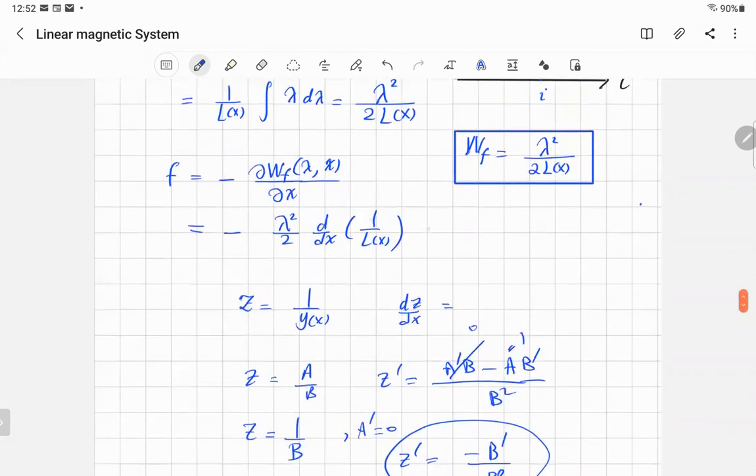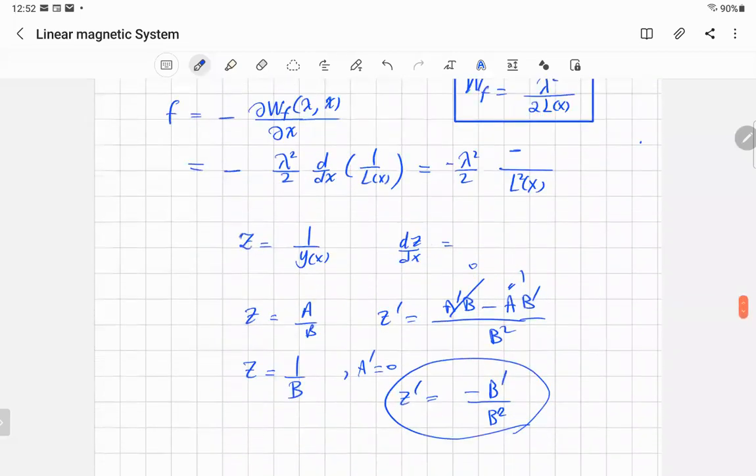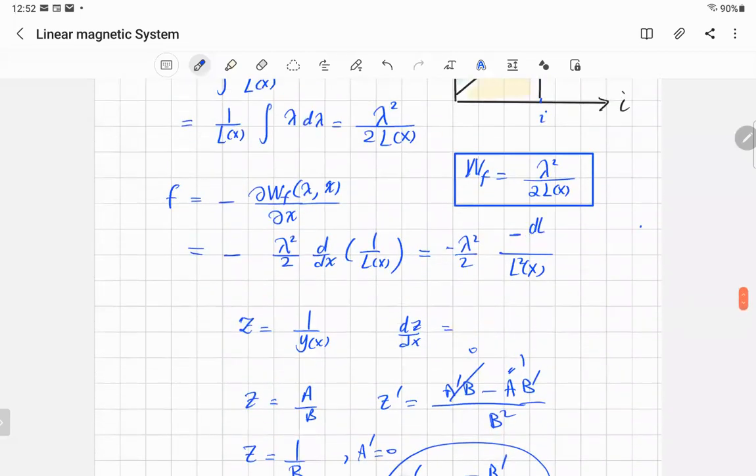You want to differentiate it. So it'll be equal to what? Let me just first write the constant term, negative lambda squared over 2. Now, the derivative of 1 over L: you square L on the bottom, L squared, and in the top, the differentiation of the bottom, which is minus dL by dx. So just remember, for 1 over any function, the differentiation is equal to minus the differentiation of the function at the top, and the square of the function at the bottom. I proved it for you.